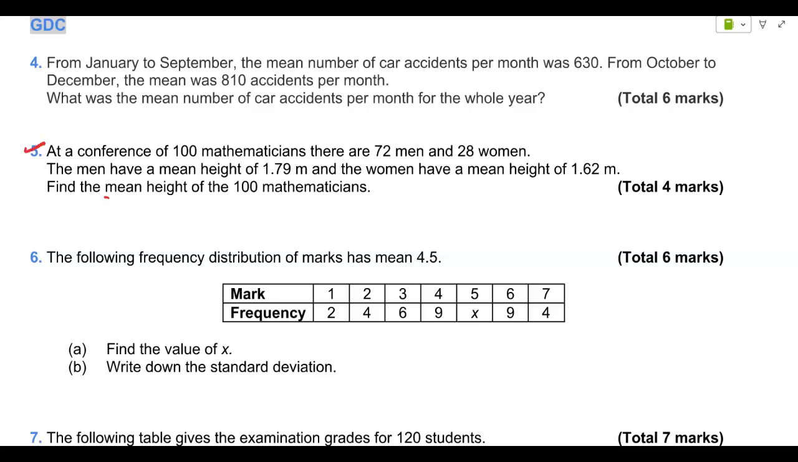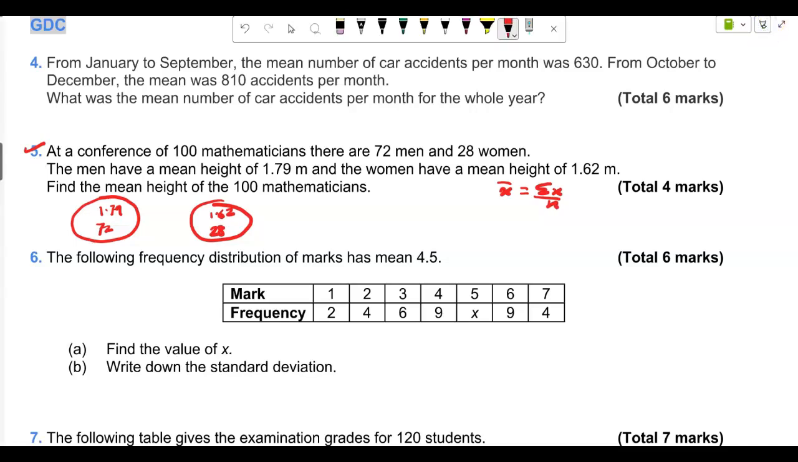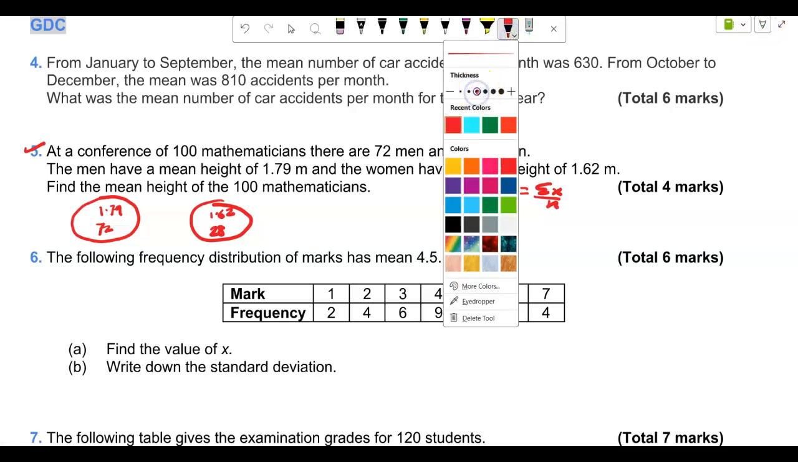See, listen. You have men, 72 men, correct? And the mean height is 1.79. Then here you have the mean height of the women, 1.62, and there are 28 women. Now you know that your mean is equal to sigma x over n, correct? So what's your sigma x basically?